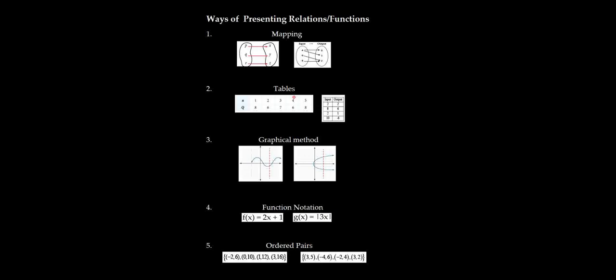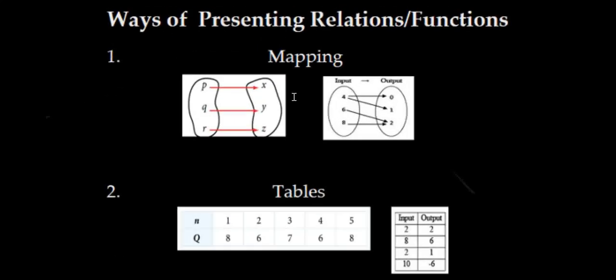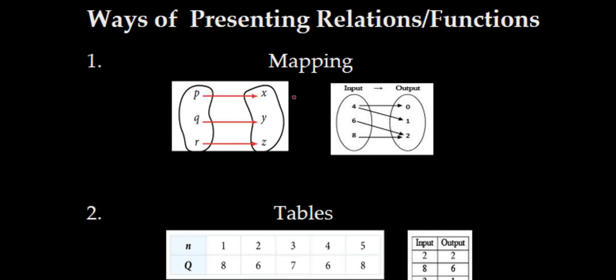Now, using the mapping method, we have two relations that we need to examine. Let's look at them carefully. The first relation, we have P being an input value, has a single output value of X. And Q being an input value has a single output value of Y. And R being an input value has a single output value of Z. Therefore, this relation can be considered a function.